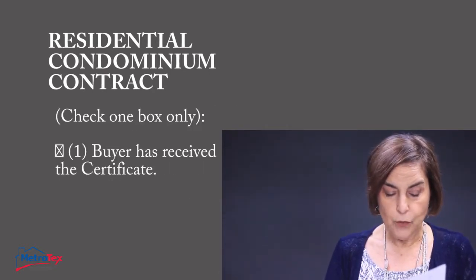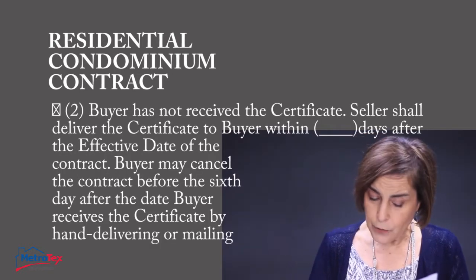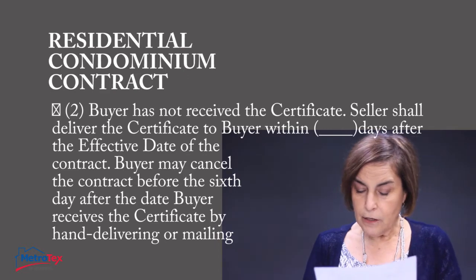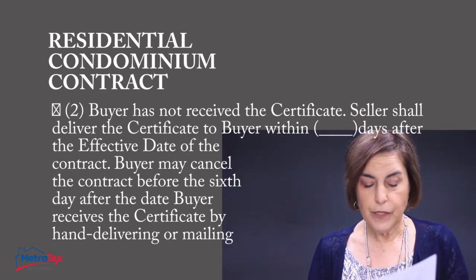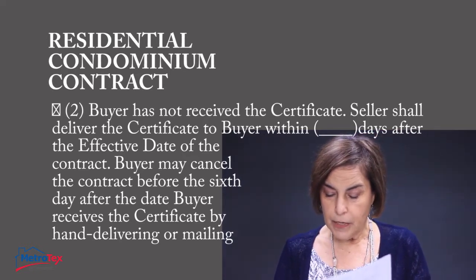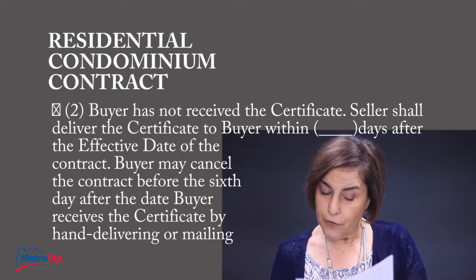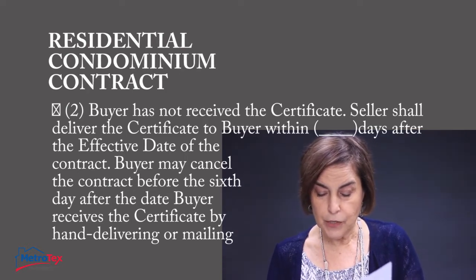Again, check one box. 1, the buyer's already received the certificate. 2, the buyer has not received the certificate. The seller shall deliver the certificate to the buyer within blank days. Again, 12 to 15 is reasonable here, after the effective date of the contract. The buyer may cancel the contract before the 6th day after the date the buyer receives the certificate.